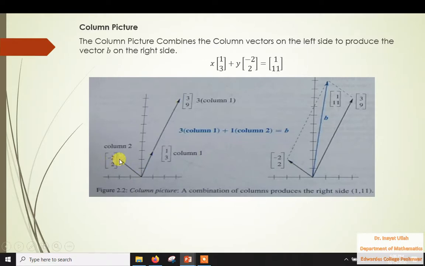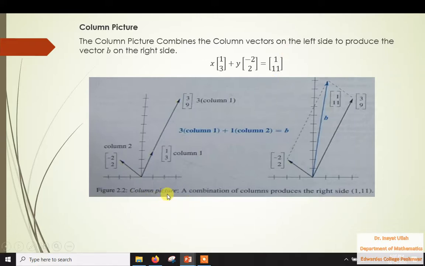So now complete this parallelogram, or you may say this rectangle. Whenever we complete this rectangle, we get the diagonal from the origin. The diagonal from the origin is b. If you look at this point, x is equal to 1 and y is equal to 11. Count these bars, those bars are 11. So (1, 11) is the diagonal of this rectangle, and this diagonal is actually the resultant vector in column notation, (1, 11). So that is the column picture.